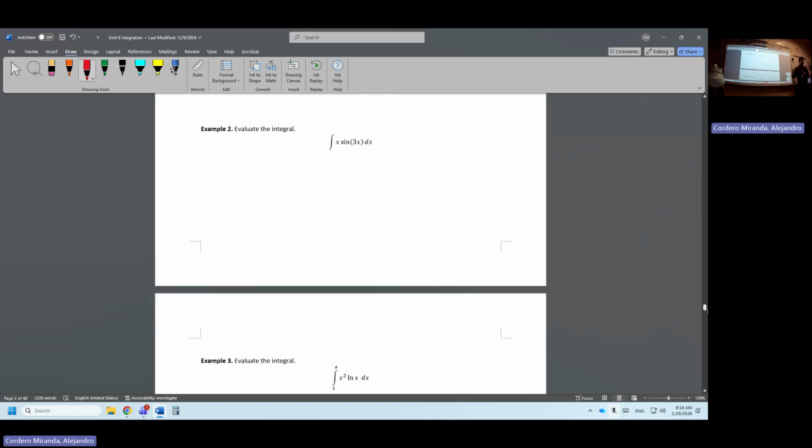Okay, next one or more questions? All right, let's do the next one, and even if you have questions, they'll get cleared up as we do more and more things. All right, watch this. The integral of x times sine of 3x dx.